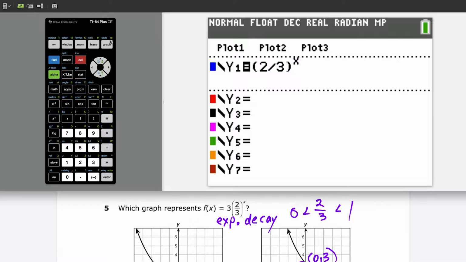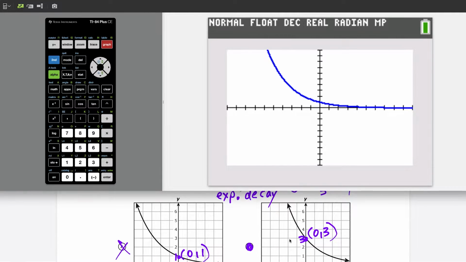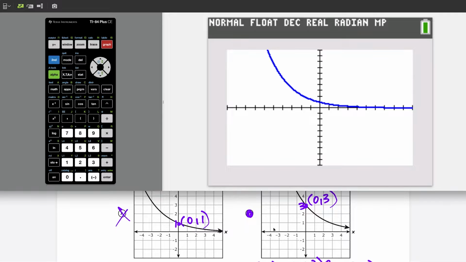You could see if I deleted this, then I would have my exponential decay graph here hitting the y-axis at 1, but what we have here is the graph hitting at (0, 3), so choice C is definitely our answer.